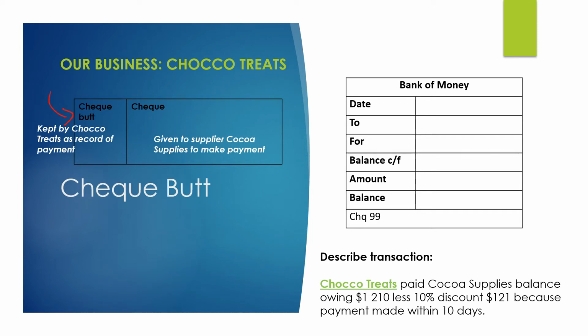Let's have a look at how the check part might look like for this payment that was made to Cocoa Supplies. The payment was made on the 8th of May to Cocoa Supplies, and it was for invoice 33, credit note 22, which reduced the amount owing, and we also note that 10% discount has been applied. The amount actually paid to Cocoa Supplies was $1,089.